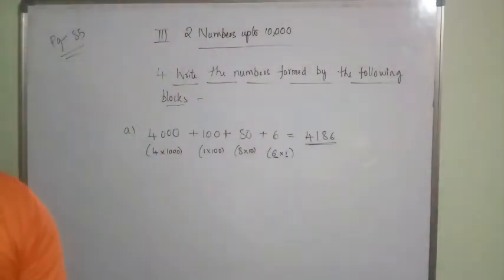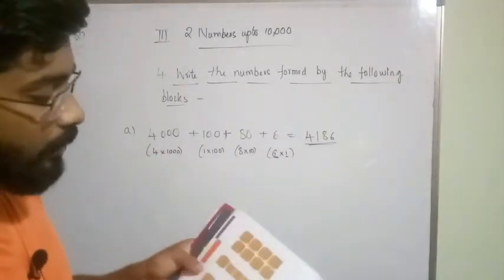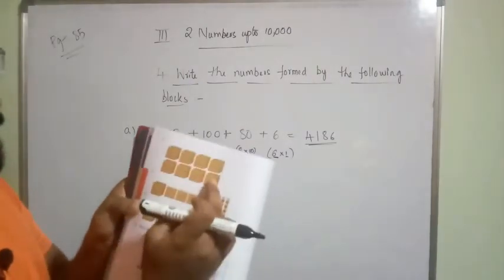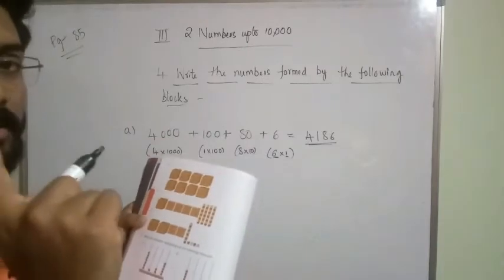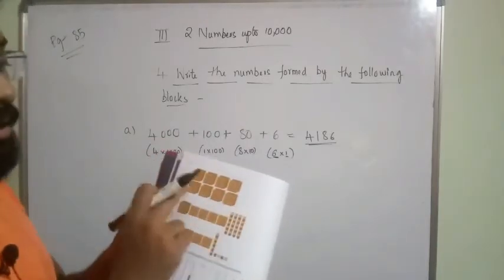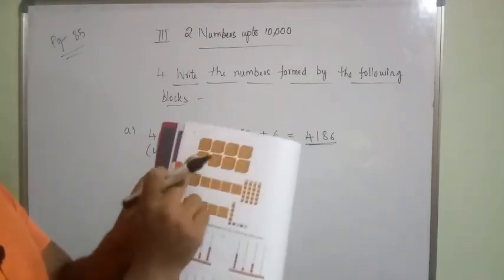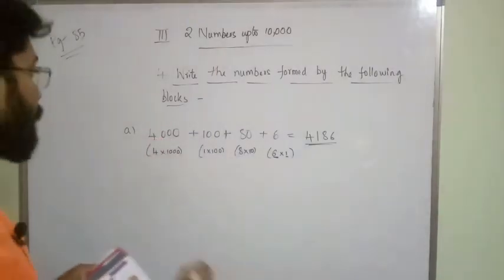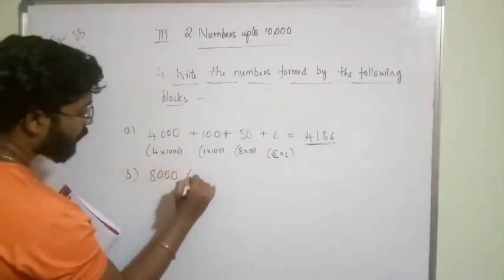Next one, B. If you look at your B, 1, 2, 3, 4, 5, 6, 7, 8 cubes are there. What is the value of 1 cube? 1000. So here 8 are there. 1000 plus 1000 plus 1000 plus 1000, 4000. This is 5000, 6000, 7000, 8000. So what is the answer? 8000.